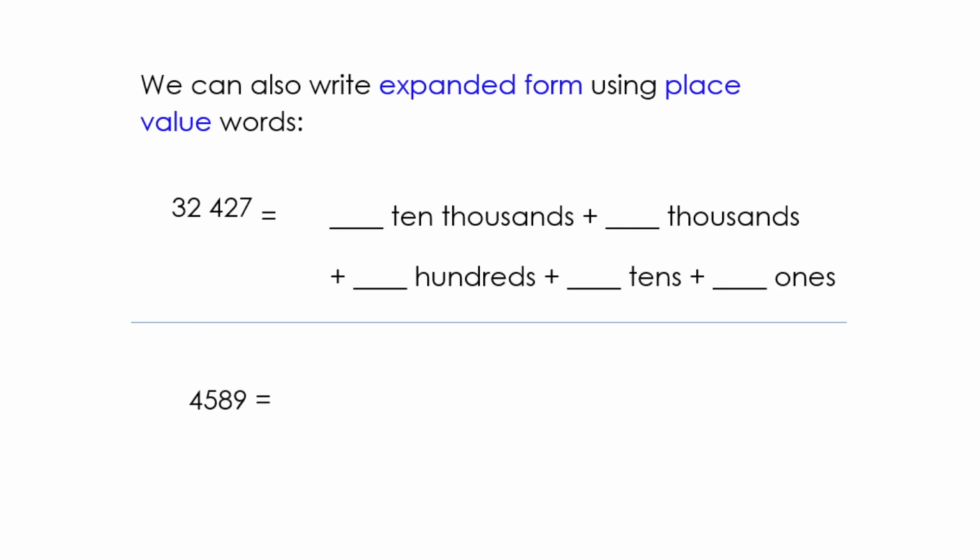What I previously said is something that you may see. I am not a fan of this. That means I don't like this. Not a fan. Okay, because this is not common. You have 3 10,000s, you have 2,000s, 400s, 2 10s, 7 ones. Again, I am not a fan. I'm just going to skip this.